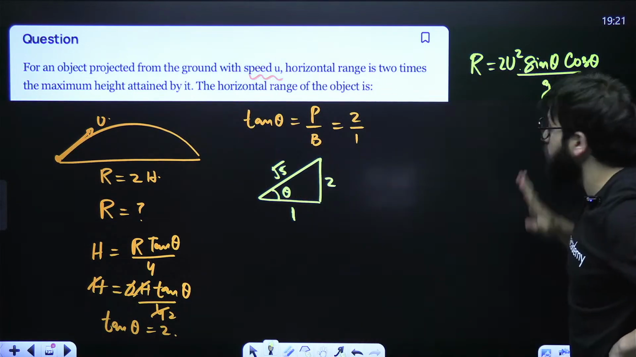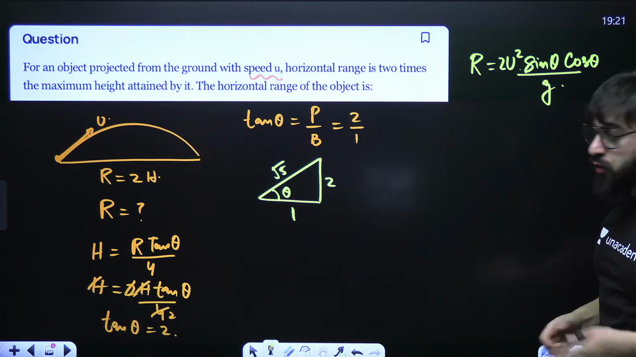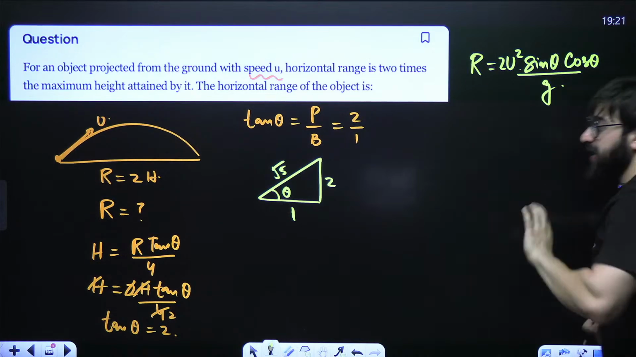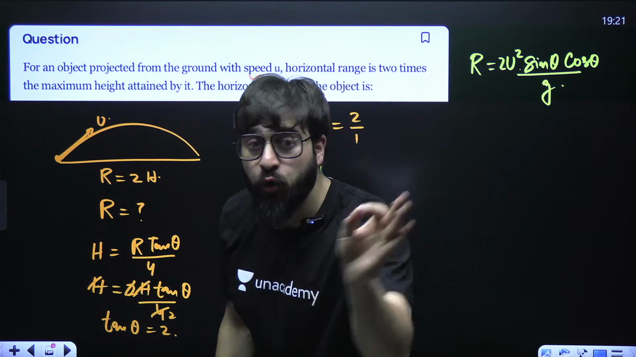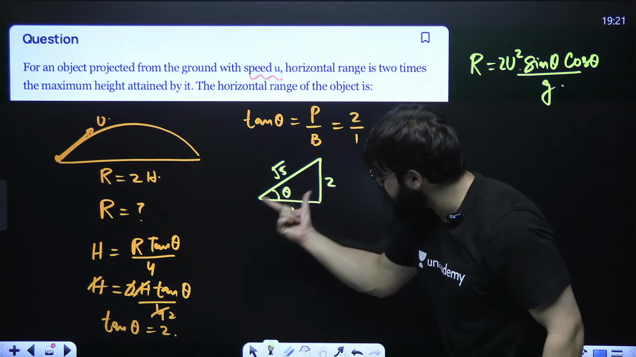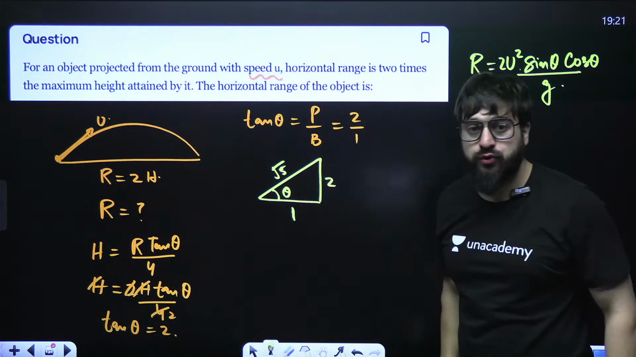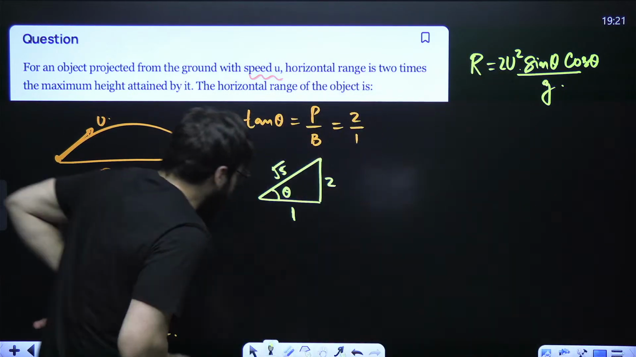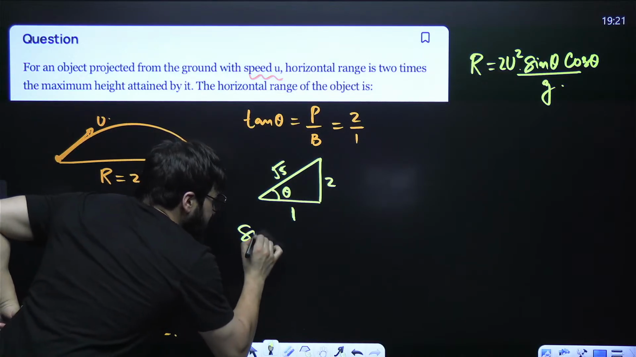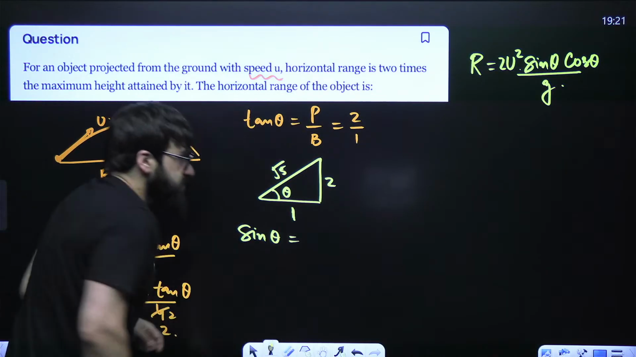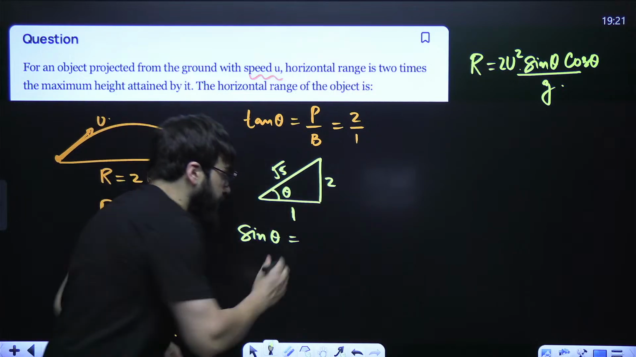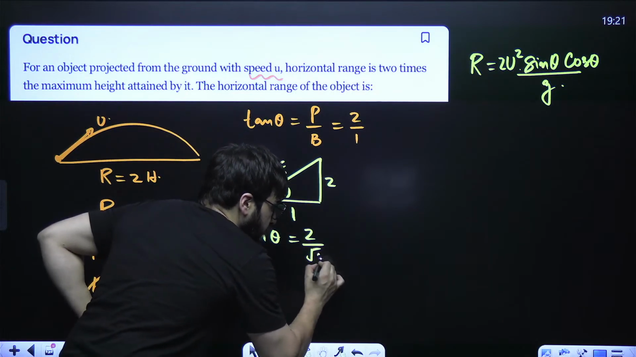So u we know. Sir, g we also know. But what is the value of sine theta and cos theta? That we didn't know. So we will calculate that with the help of this relation that I have shown you over here. Now, can I say from this triangle, what is the value of sine of theta? Sir, sine theta is perpendicular upon hypotenuse, that is 2 by root 5.